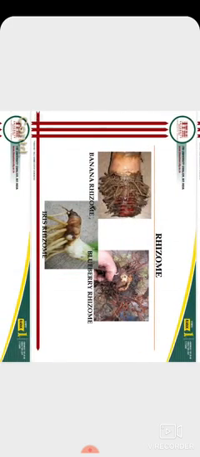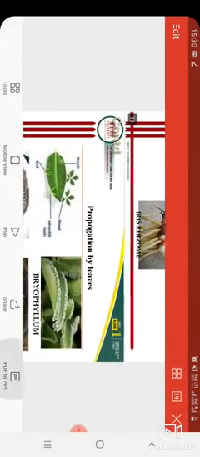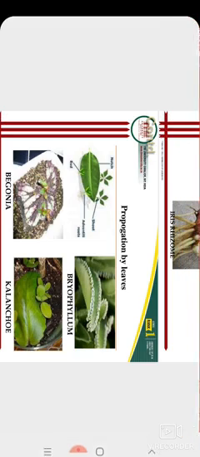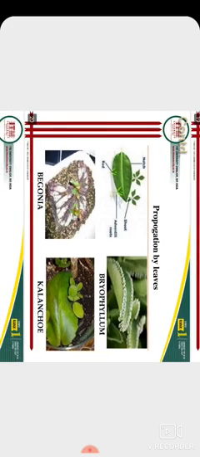Now rhizome, that is banana, blueberry and Irish rhizome. These are the examples of rhizomes. The next one is propagation by leaves. Some examples given: Bryophyllum, Kalanchoe, Begonia. These are the examples of propagation by leaves.